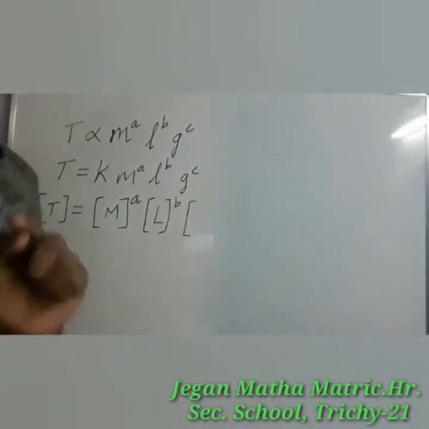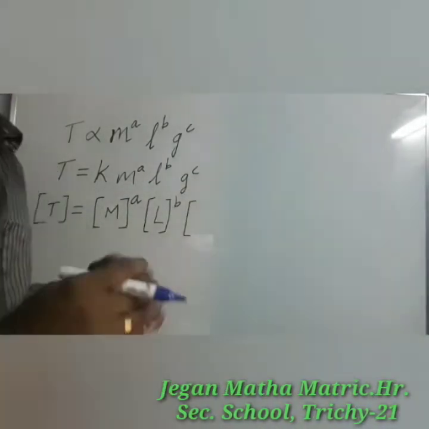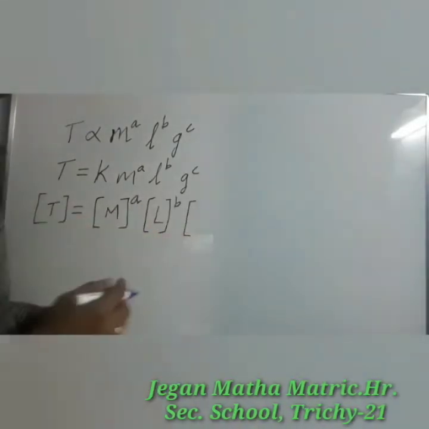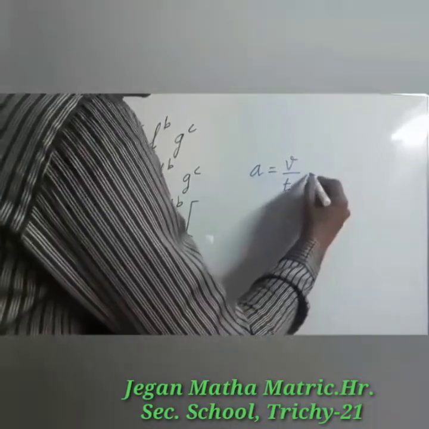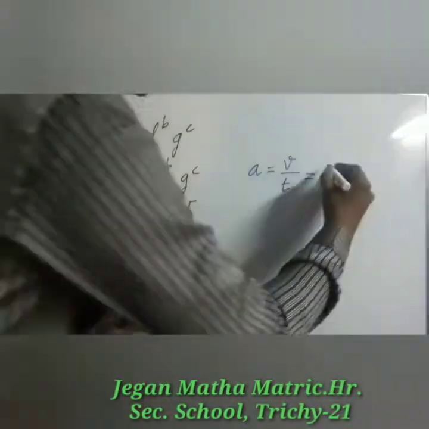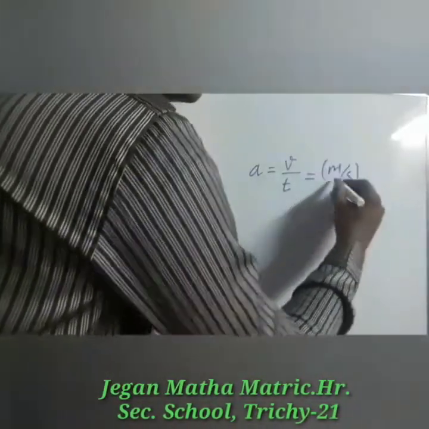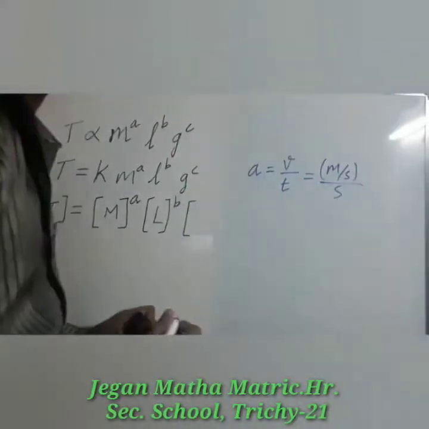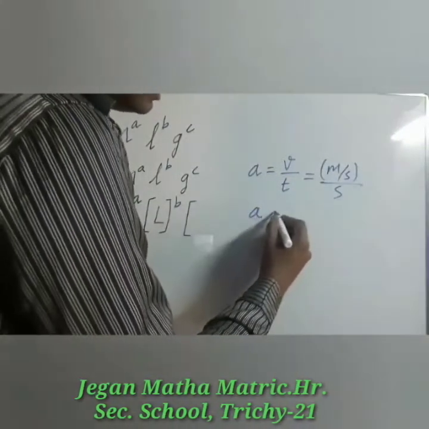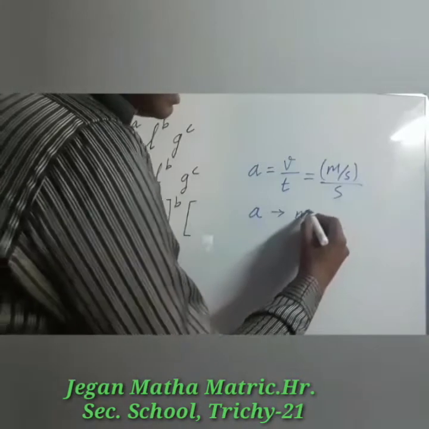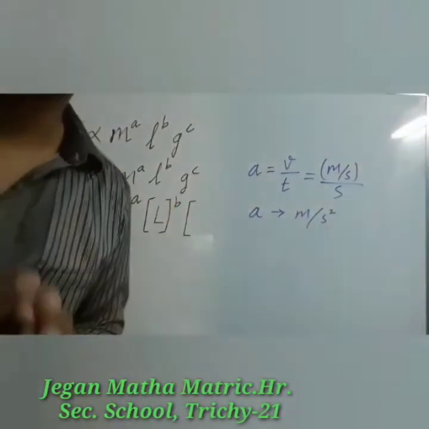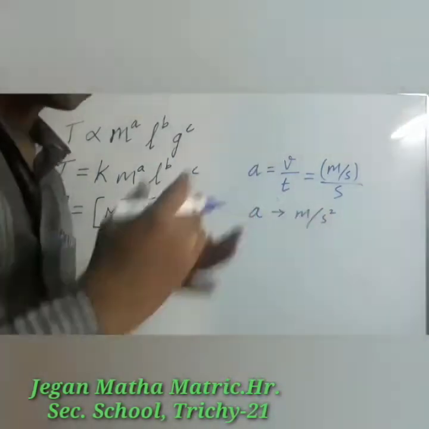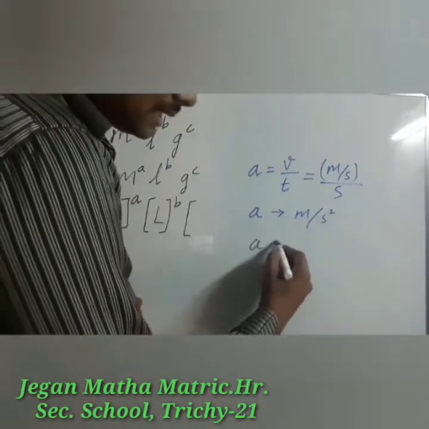g is nothing but acceleration due to gravity. So what is the dimension for acceleration? How can we find it? Acceleration is equal to velocity divided by time taken. For velocity, what is the unit? Meter per second, divided by time once again, second. So the unit of acceleration can be written as meter per second square. I have written that in basic units, and with that we can find the dimension easily.